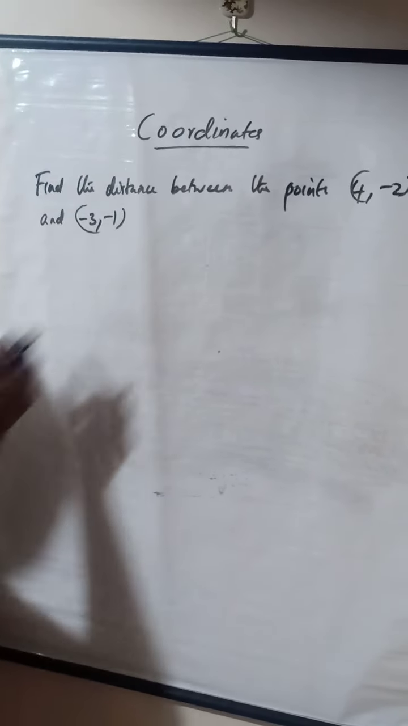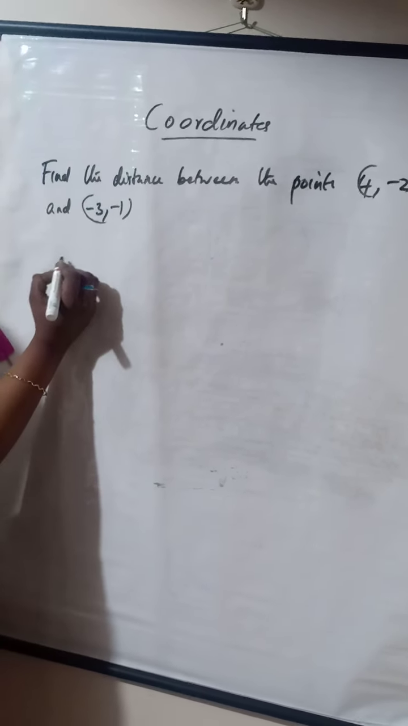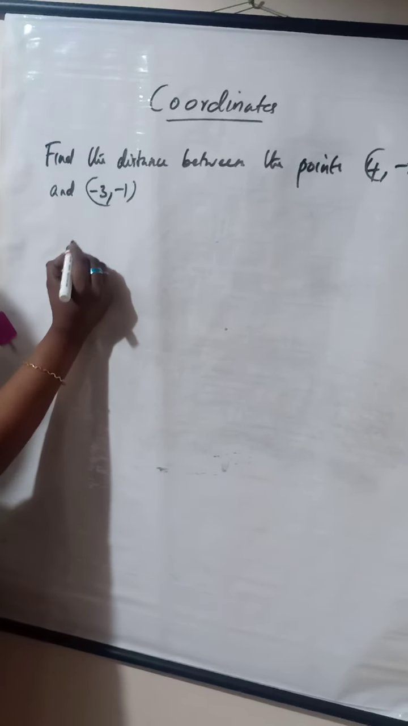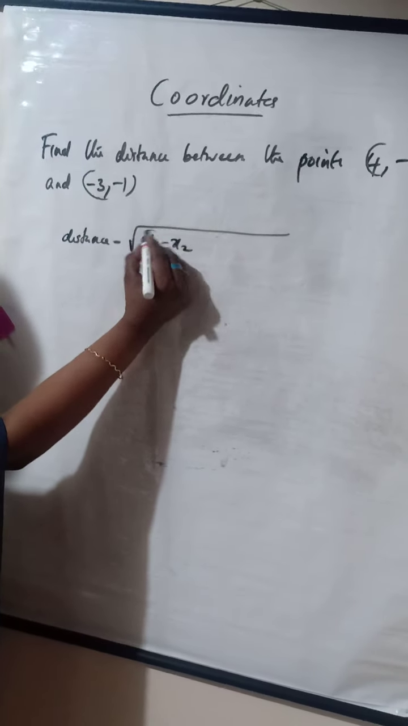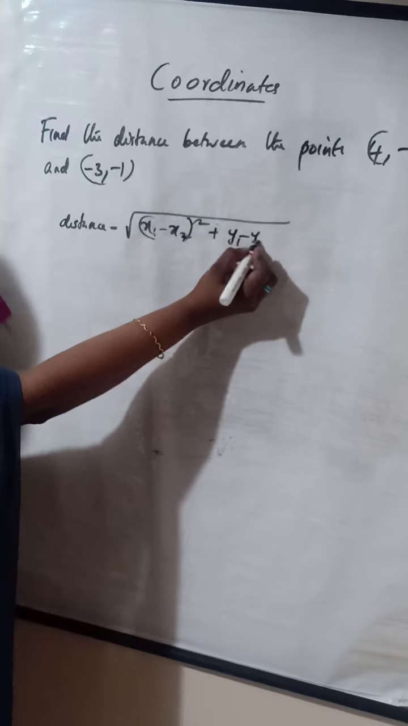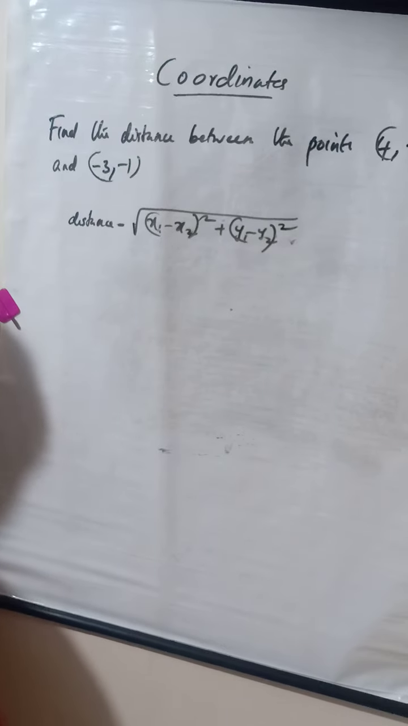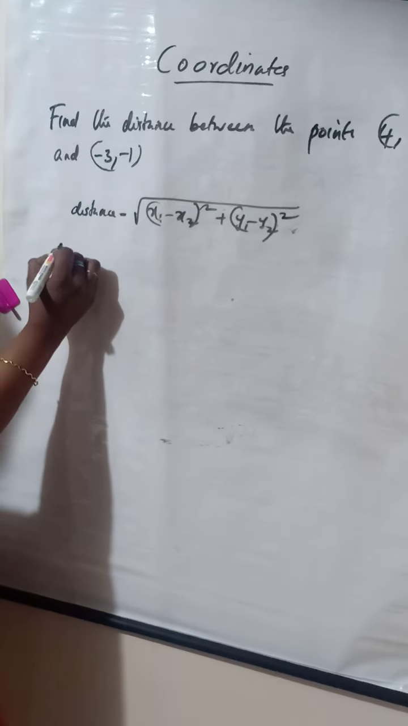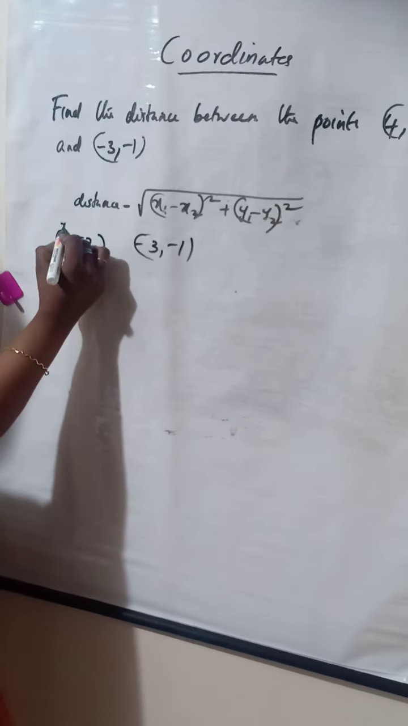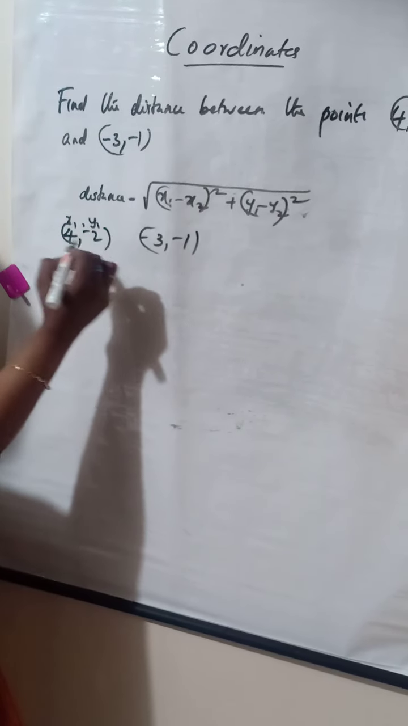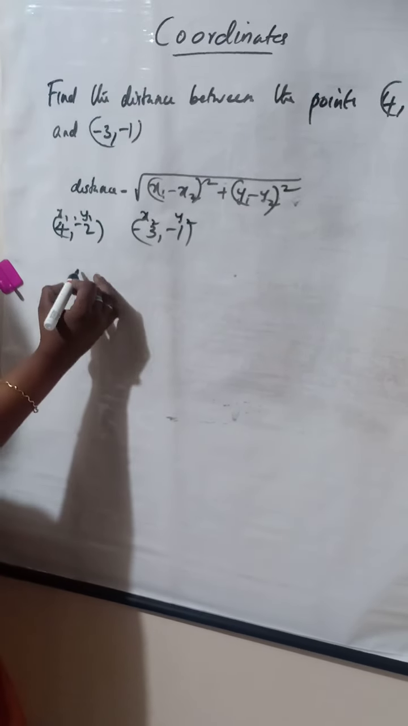Next question, find the distance between the points (4, 2) and (minus 3, minus 1). We know the distance formula between the coordinates (x1, y1) and (x2, y2) is root of (x1 minus x2) whole square plus (y1 minus y2) whole square. Here x1 is 4, y1 is 2, and x2 is minus 3 and y2 is minus 1. You can substitute in that formula.